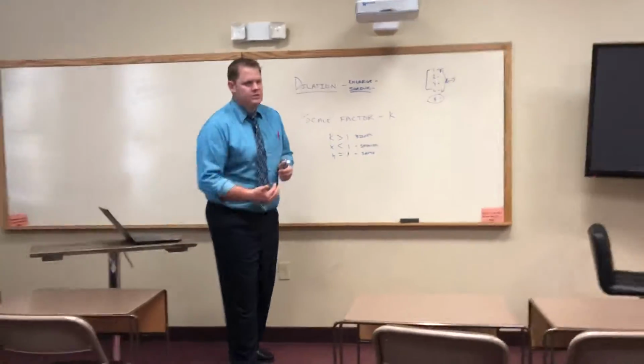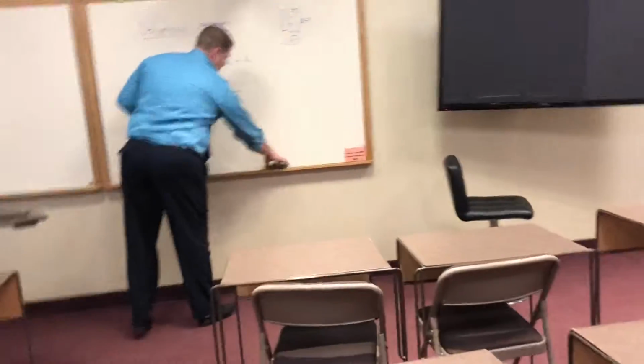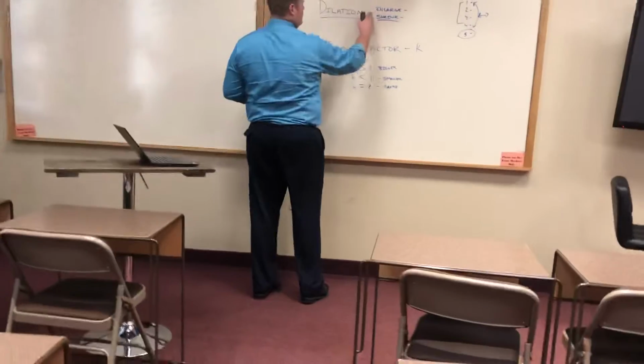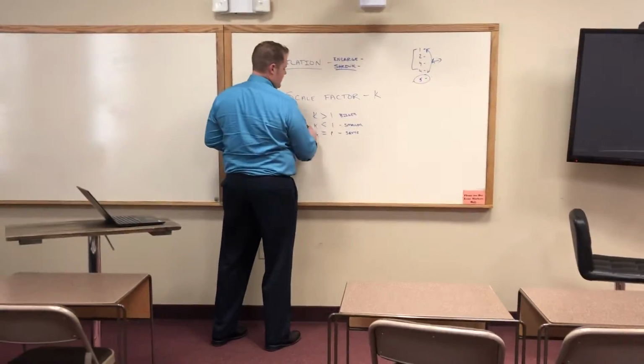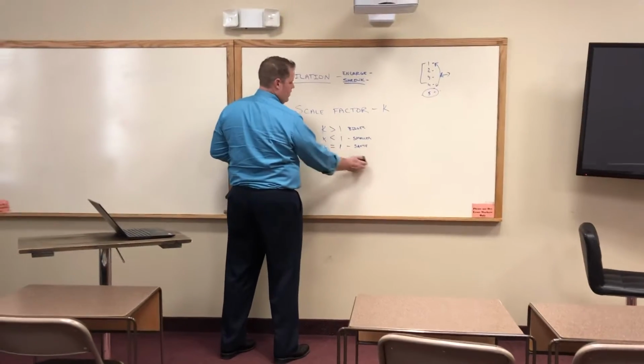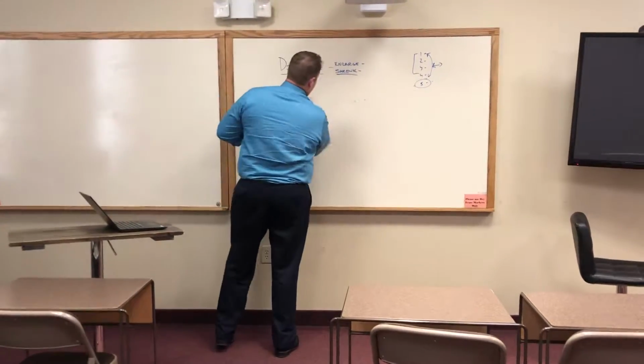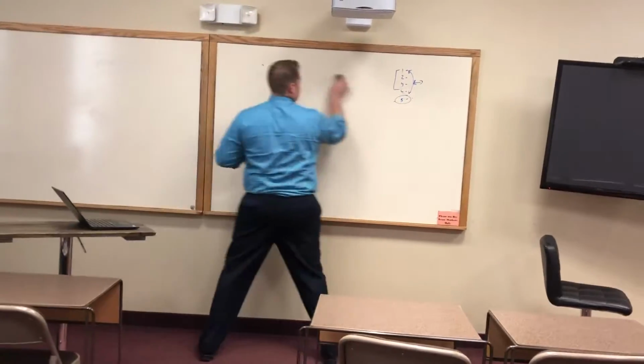So here's what we have. So we'll talk about this. Everybody get dilation, enlarge, shrink, scale factor k. K greater than 1 is bigger, k less than 1 is smaller, k equal to 1 is the same. Now, let's go ahead and talk about what this looks like.